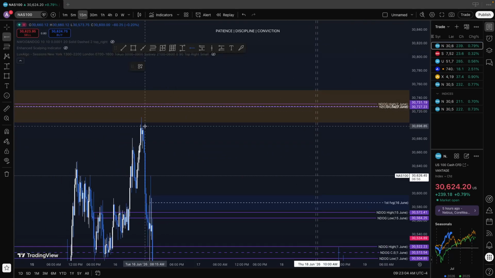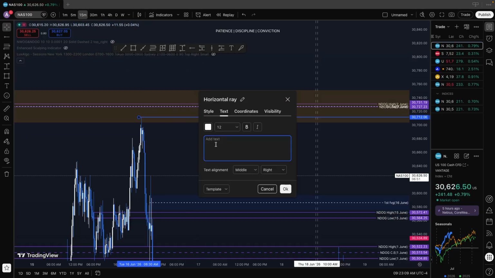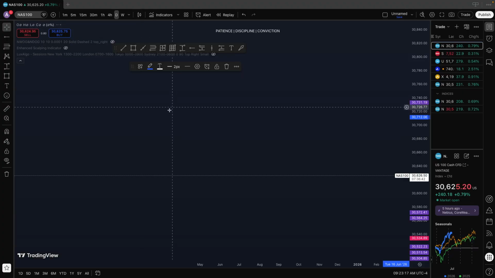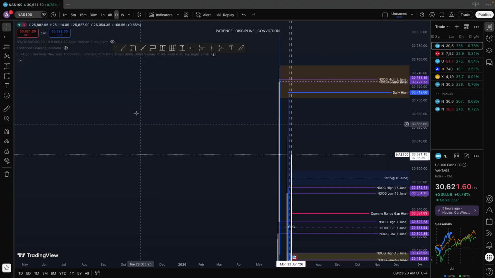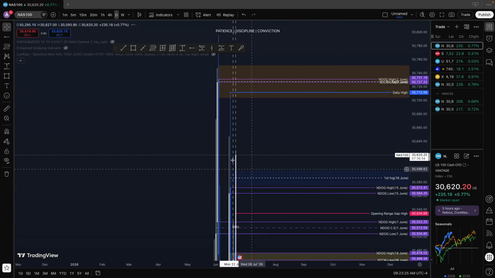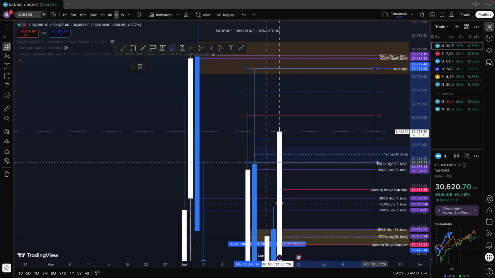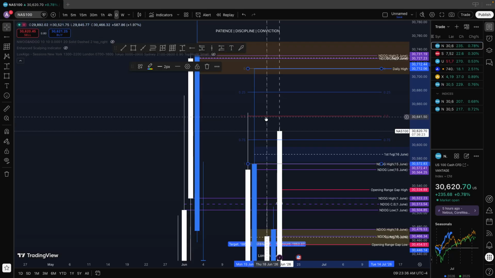So I'm just going to mark that in blue. We have a daily high over there. Let me just confirm. Yeah, that's our daily high. We're looking at that, but at the same time we have to consider the midpoint of this week, which is right over here.